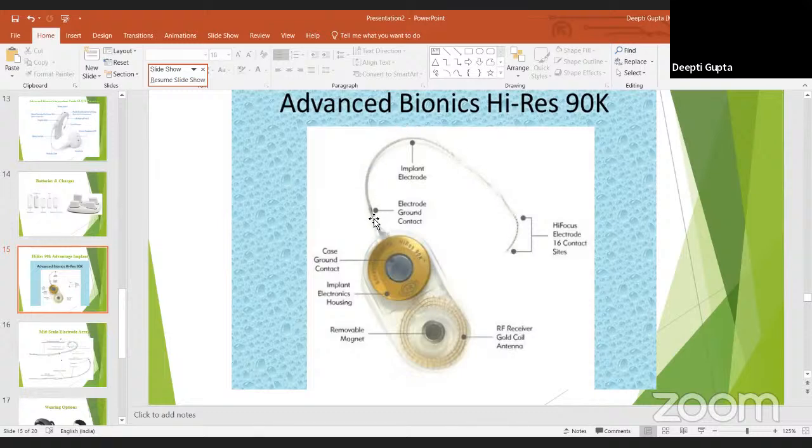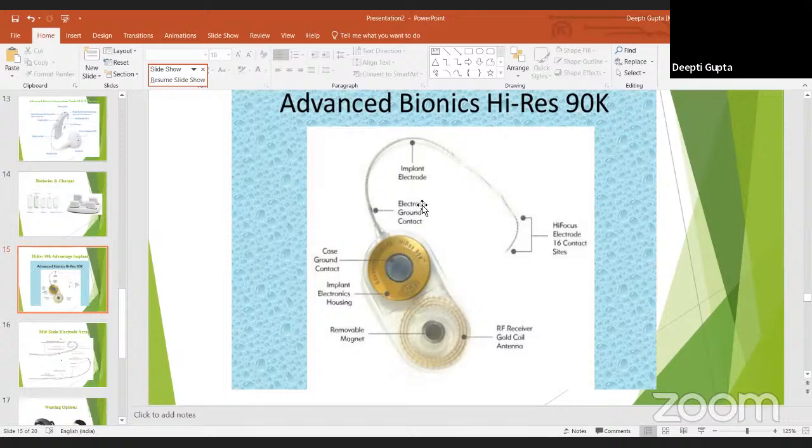And this is the implant electrode, which goes from outside the cochlea, because this part always remains outside the cochlea, behind the ear, so that we can send the signal and we can hold the outer part of the implant through this magnet. And these are the electrodes which go into the cochlea.